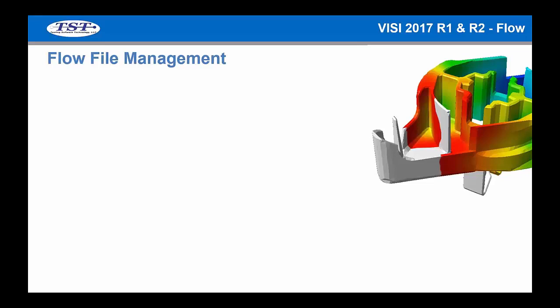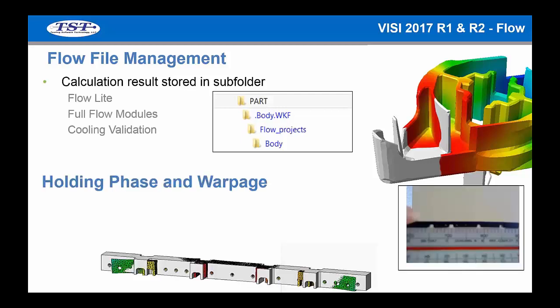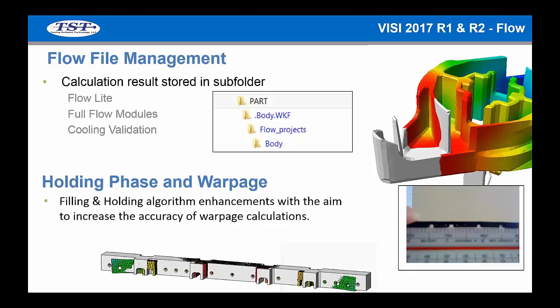So let's take a look at 2017 R1 and R2 for flow. Some of the changes for the flow are going to be with the file management. The calculation result is stored in a subfolder now. Flow light, full flow modules, and cooling validation modules will see this. Holding phase and warpage. For the filling and holding algorithms, we have seen the enhancement, obviously with an aim to increase the accuracy of these calculations. So it helps improve results with glass reinforced material grades.